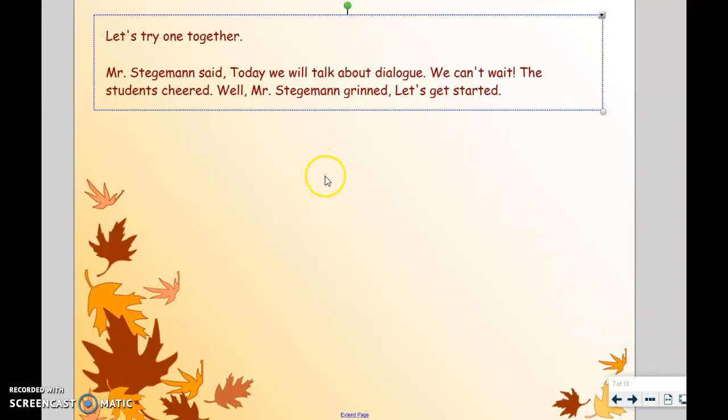So we're going to try this one together. We're going to make sure we're adding some quotation marks. We're going to add some punctuation. We are going to make sure that we have a paragraph whenever someone new is speaking. So let's read through this.